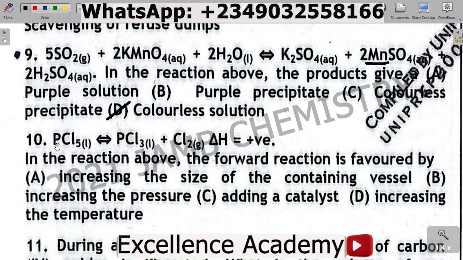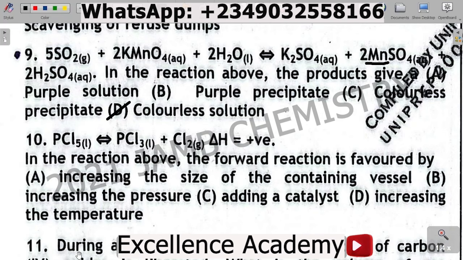Question 10 says phosphorus pentachloride breaking down to give you phosphorus trichloride plus chlorine gas, and they give you the change in the heat energy to be positive. They said in the reaction above, the forward reaction is favored by A, increasing the size of the containing vessel, B, increasing the pressure, C, adding a catalyst, D, increasing the temperature.